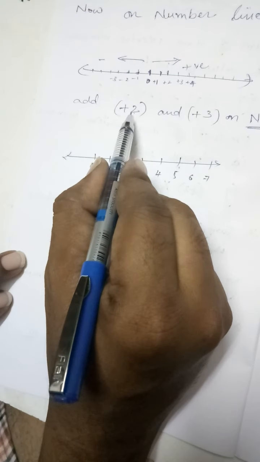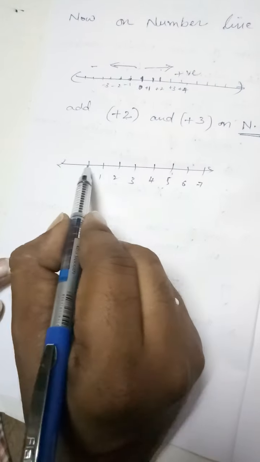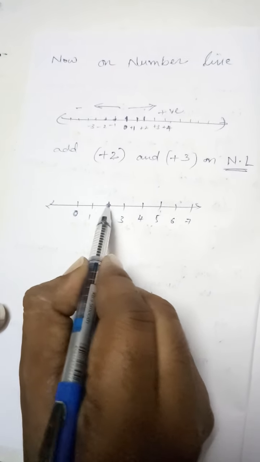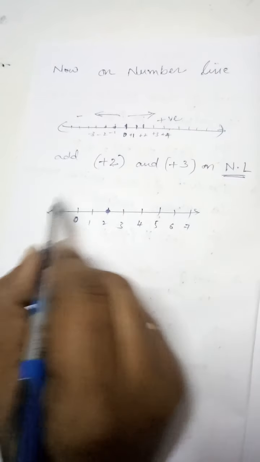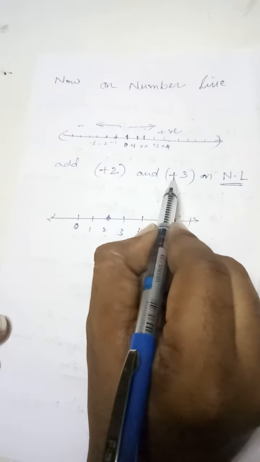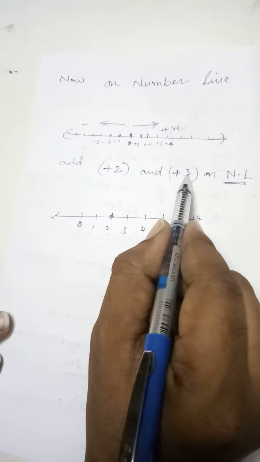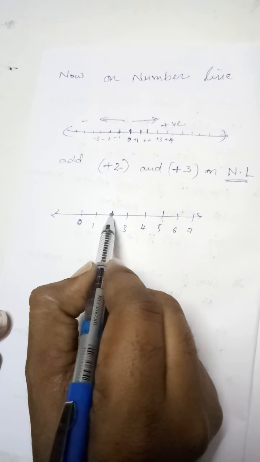Now what is the first number? Plus 2. Where is plus 2 on the number line? Yes, here it is. Now we have to start from here. Whether to go to the left side or right side depends on the sign. Here it is positive, as already explained for positive numbers, we have to go to the right side. So how many steps do we have to move? 3 steps from 2 onwards.